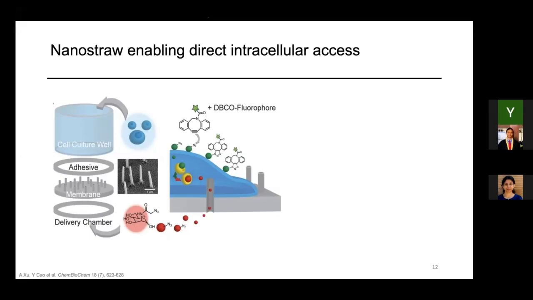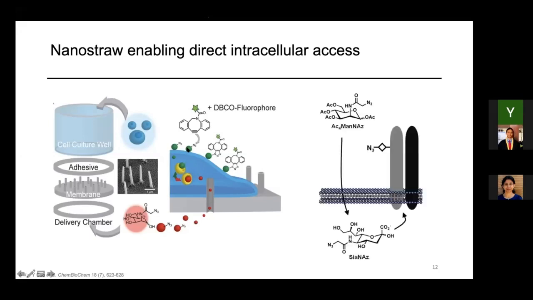Upon successfully entering the cell, the azide sugar is enzymatically converted to the sialic acid group and incorporated onto the cell membrane glycoprotein. And the group retains the azido motif, which can be specifically labeled by the DBCO fluorescence through the bioorthogonal reaction.